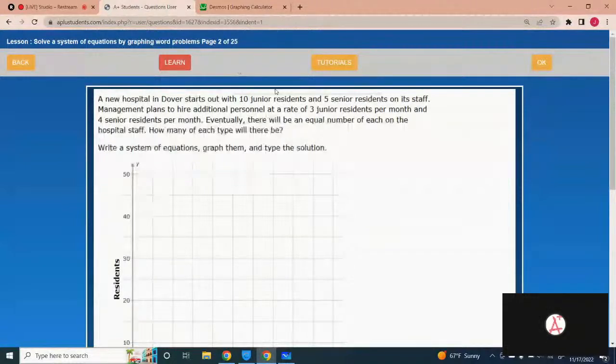Got it? Let's just do another one. A new hospital in Dover starts out with 10 junior residents and 5 senior residents on staff. Management plans to hire additional personnel at a rate of 3 junior residents per month and 4 senior residents per month. So eventually, there will be an equal number of each of the hospital staff. How many of each type will there be?